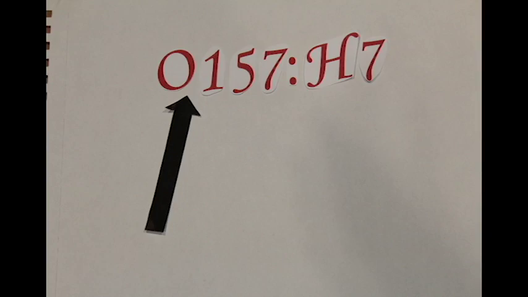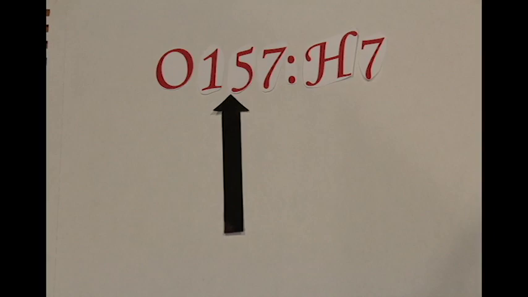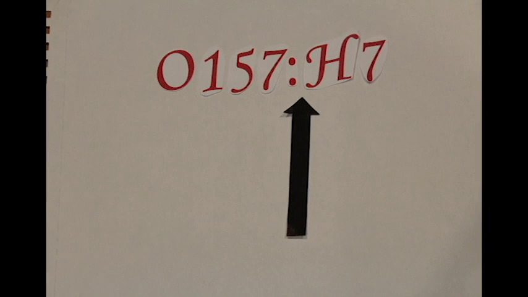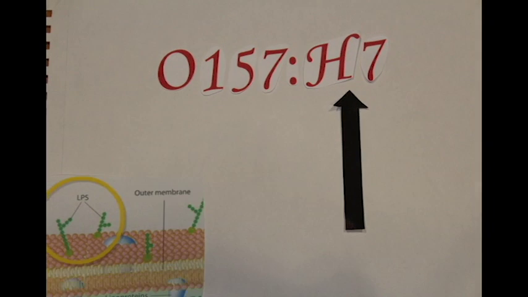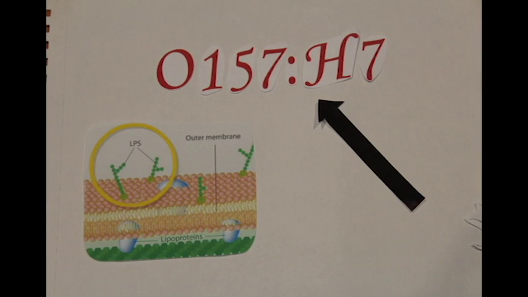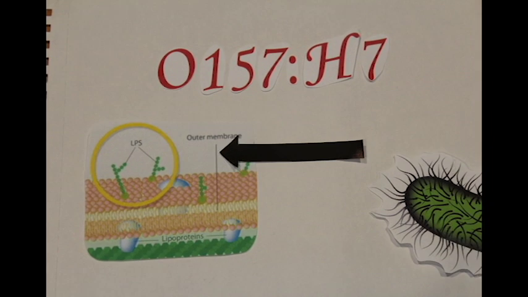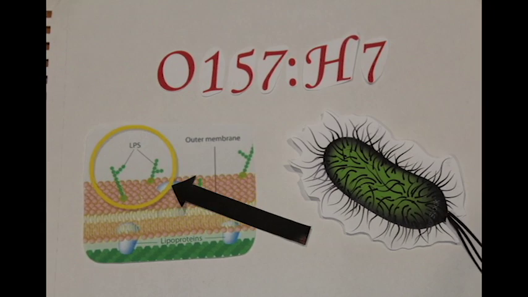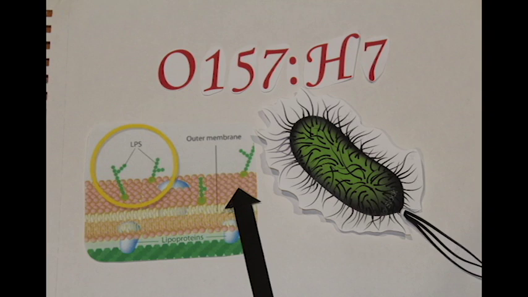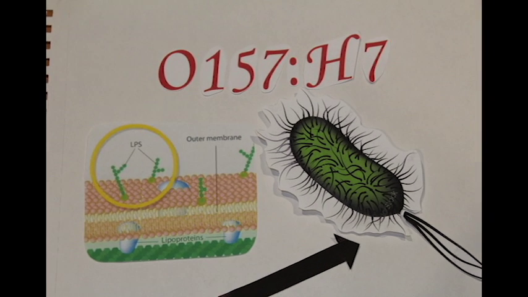O157:H7 is a strain of bacteria that causes all of the symptoms that we associate with E. coli. The different strains can be distinguished from each other by looking at their O and H antigens. The O antigen is the bacteria's surface covering, which is distinguished by a unique chemical makeup. The H antigen is distinguished by a unique protein found in the flagella.